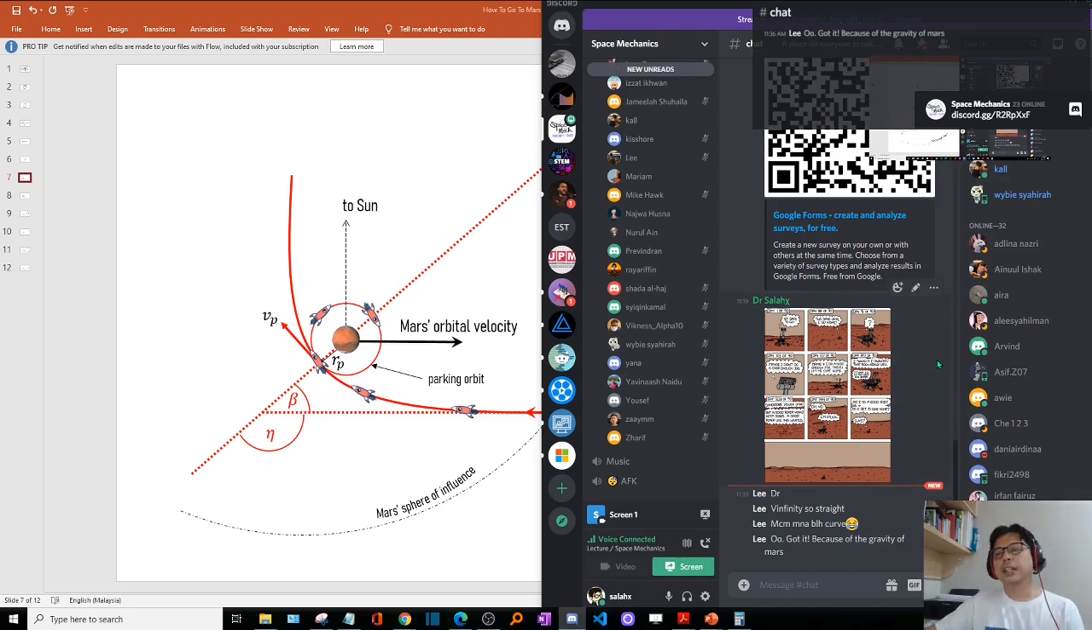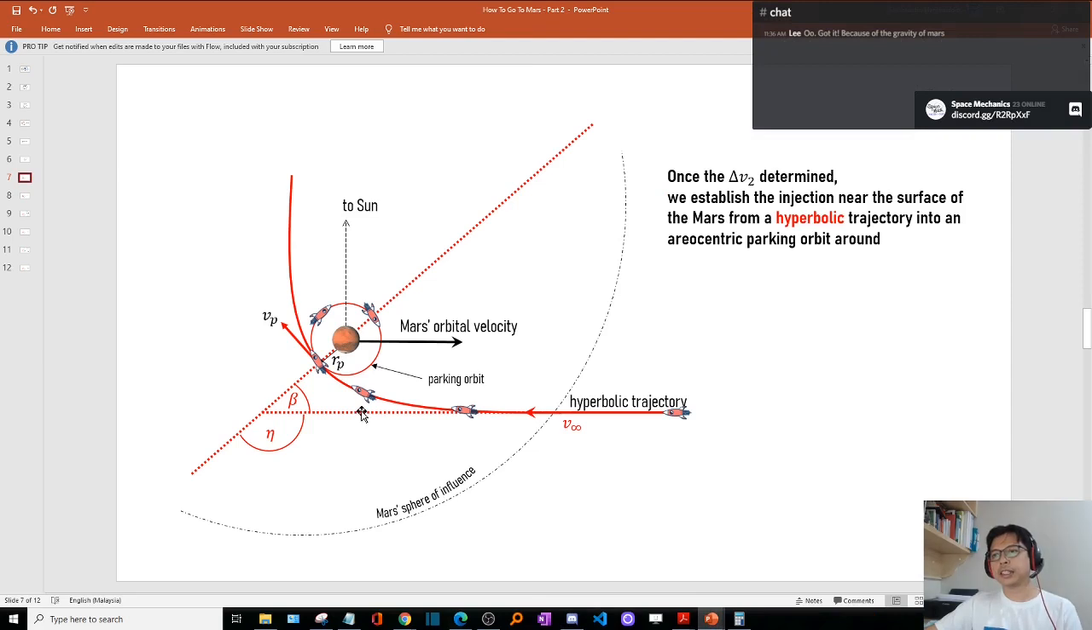Also note that these dotted lines are imaginary lines just to show you the geometry. But in actuality, a hyperbolic orbit will be like that. So this horizontal line right here is the asymptote line. That means if you go far away, then this trajectory is going to coincide with this horizontal line.